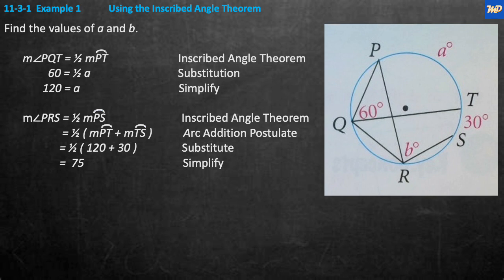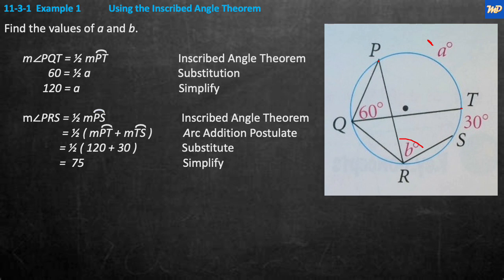Find the values of A and B. Well, A is right out here. Here's A, and here's B, and this angle inside here is B. And A is this arc PT. That's A out here. They want to know what this is in degrees. Well, it's whatever the arc says it is.